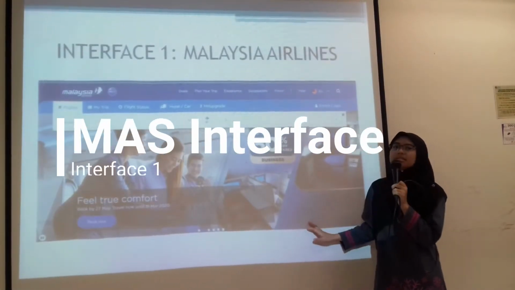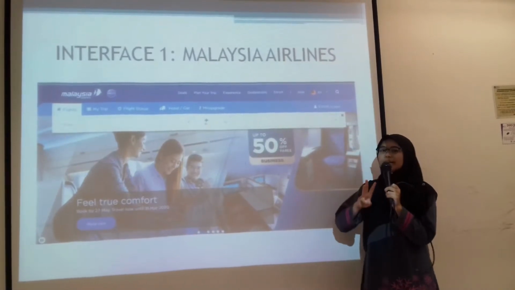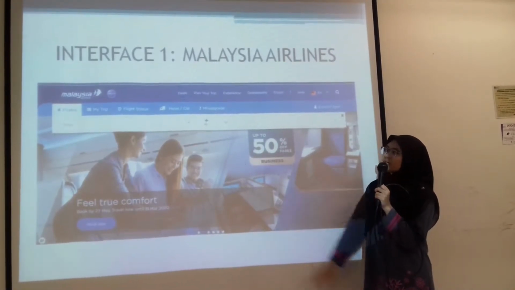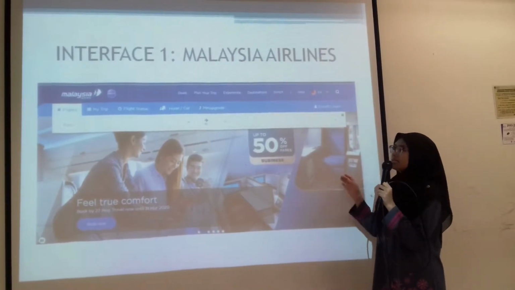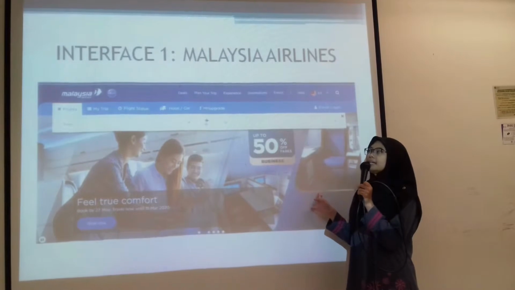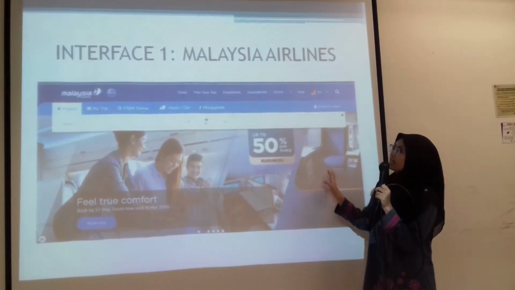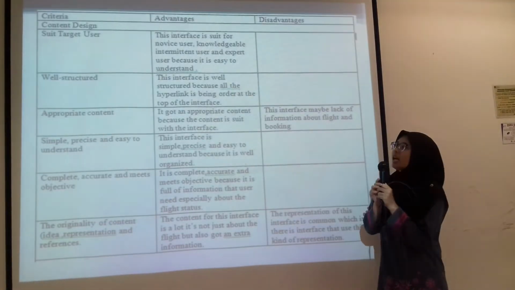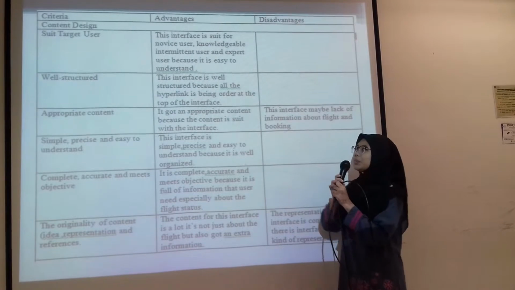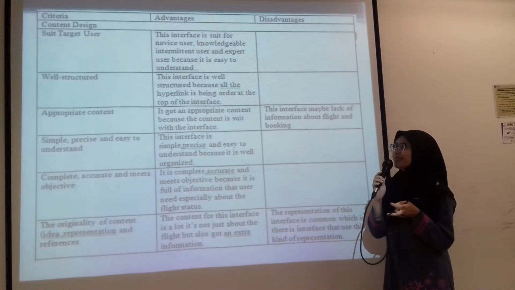First, we choose the airplane website, so we need to compare three websites. The first one we choose is Malaysia Airlines. As we can see here, this is the main interface of the website, and we can see the information is here, and then the hyperlink is above here. Next. This is our comparison about the MAS interface.